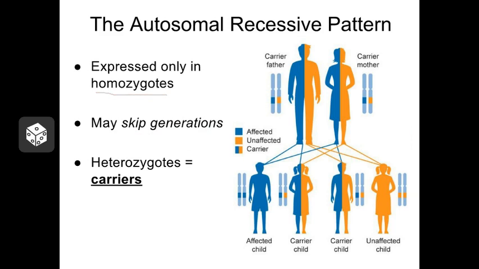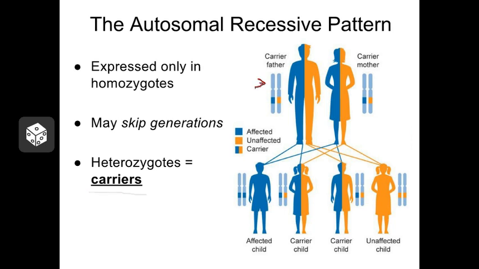Now, what if you're heterozygous for a trait? You have the dominant from one parent and the recessive from the other. Well, that would make you a carrier. That means that you carry the recessive gene, but it doesn't show up in you physically. However, because you carry that gene, you can pass it on to your children. Let's look at an example.